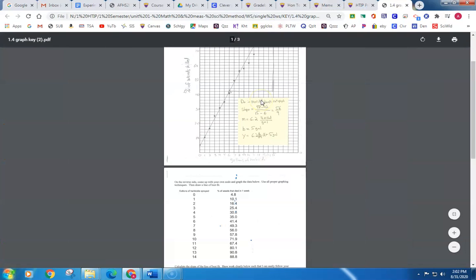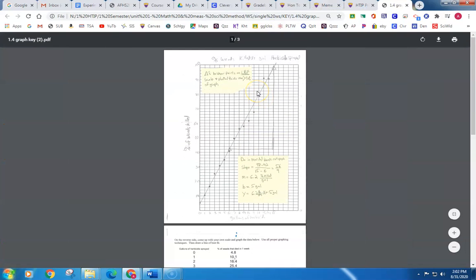Hello. So this is on the back 2 pages of the algebra worksheet. First off, you should have had gallons of herbicide on your x-axis, and percent of weeds killed on your y-axis. You should have come up with a scale that used most of the graph. I used approximately 80% of the graph.